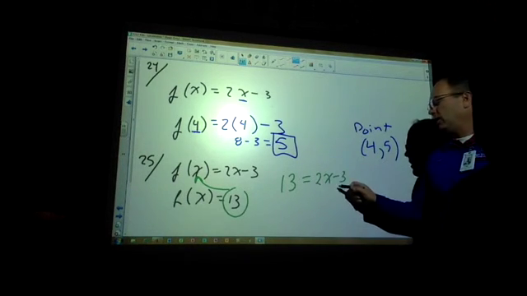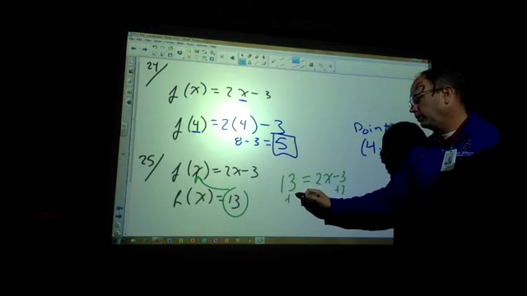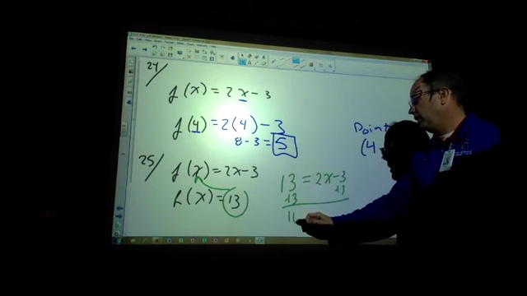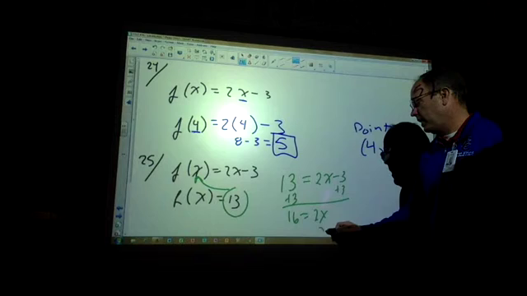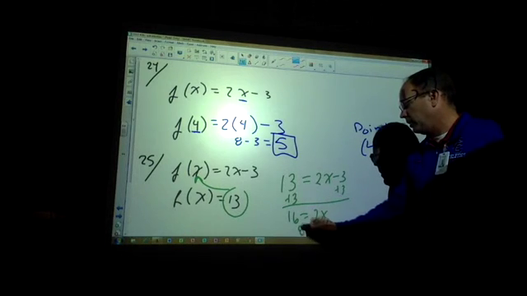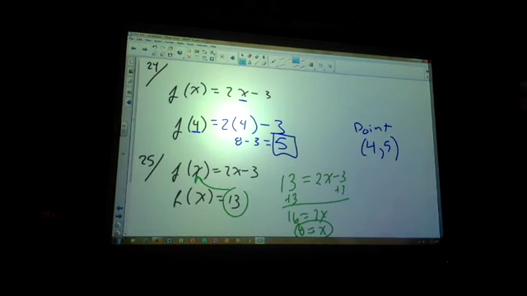Add 3 to both sides. So that's 16 is equal to 2x. So x is equal to 8. Okay? What point would this be? 8 comma 13. Yeah, the point on this one would be 8 comma 13.